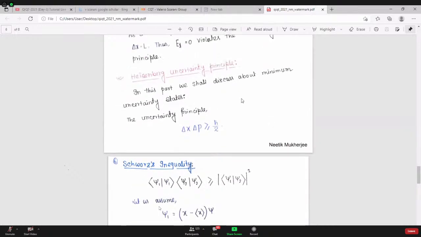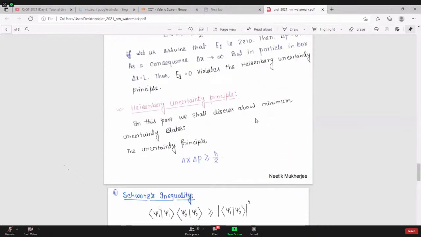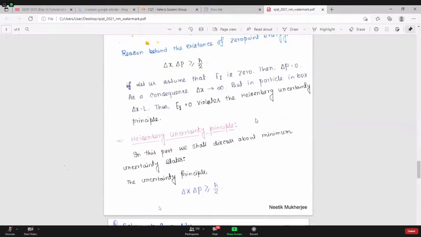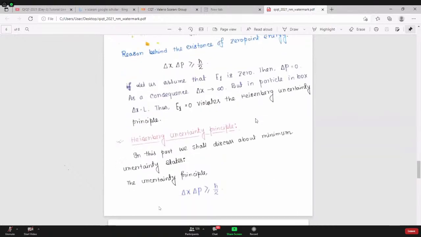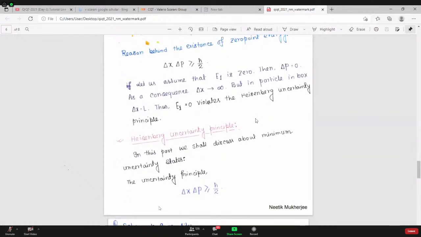Sir, a question. In Heisenberg's uncertainty principle, why do we always take the pair of position and momentum, and like energy and time? Why are always these pairs taken and not something else?